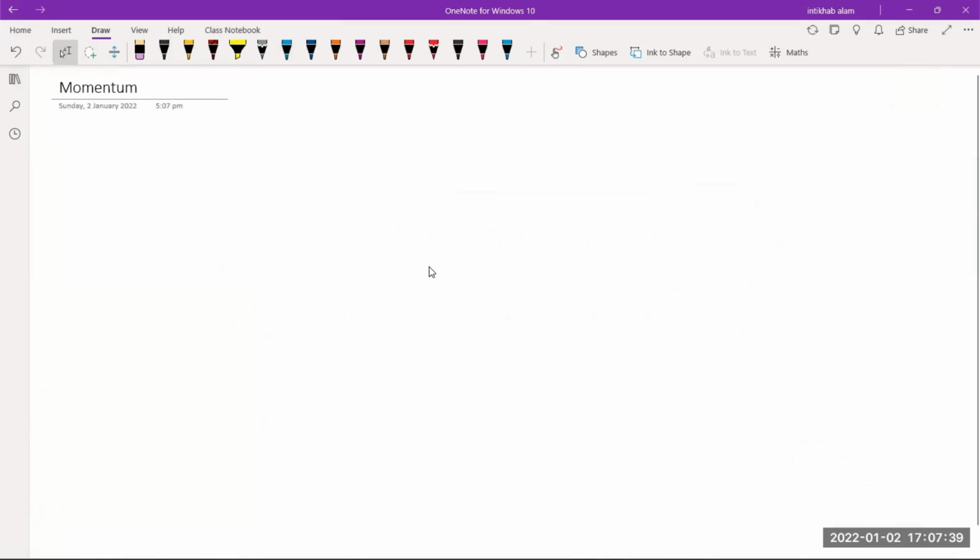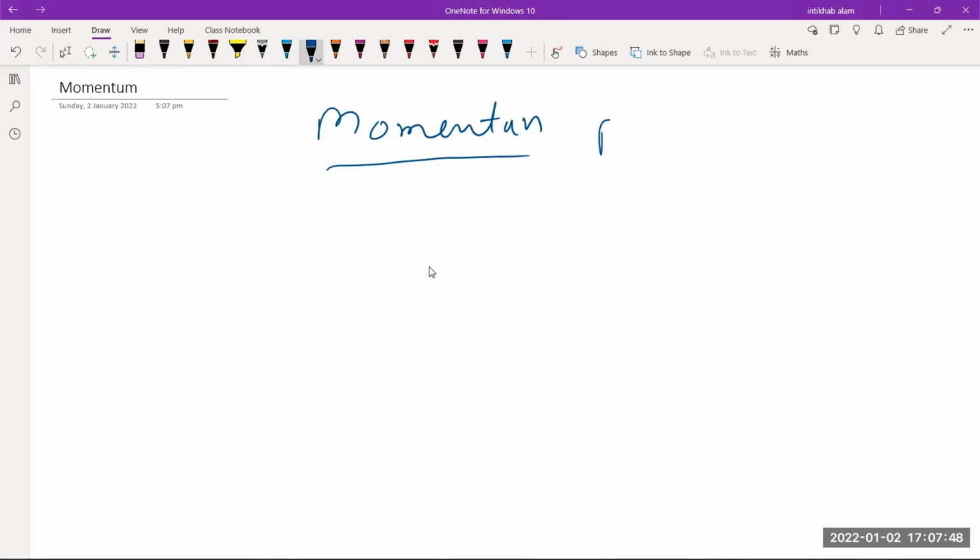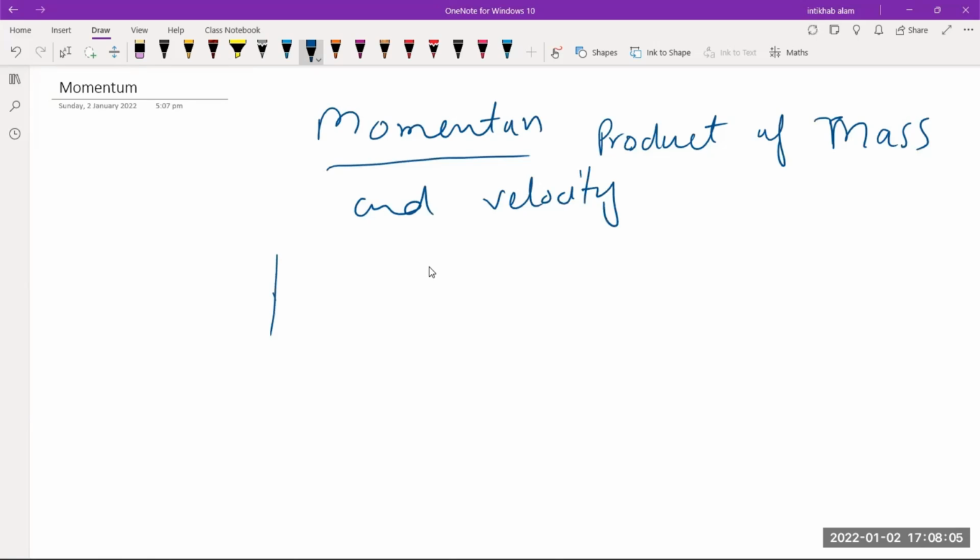When we say the word momentum, it's very simple. Momentum is just the product of force and velocity. If you want to define it, it is quite easy. The product of momentum is the product of mass and velocity. Sorry, beta. Mass and velocity. Simply. And momentum is represented by a small letter p and the product of mass and velocity, mv.